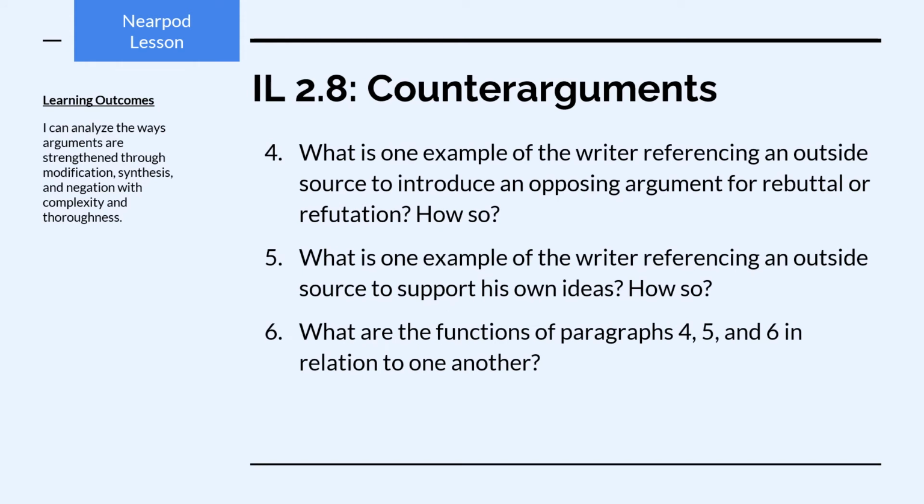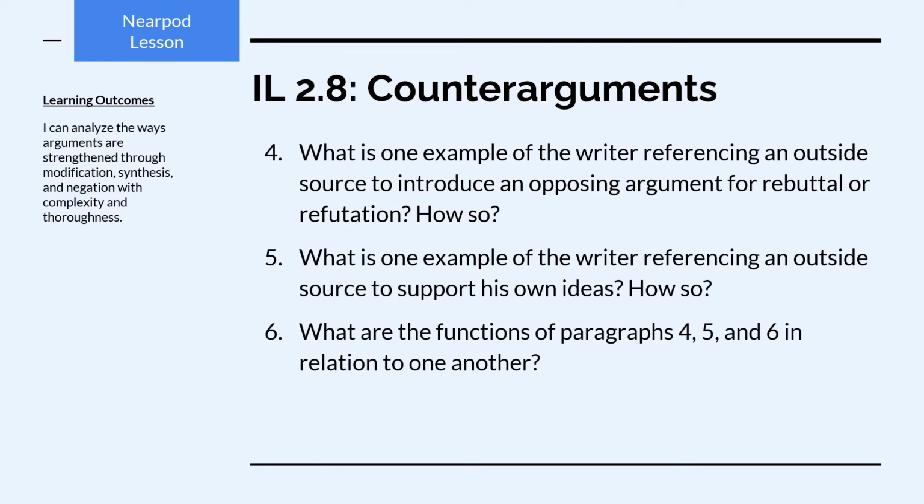Moving on to question 4, what is one example of the writer referencing an outside source to introduce an opposing argument for rebuttal or refutation? Well, he does this in the very next paragraph, paragraph 4, where he sources something that Bob Dole said about promoting English as a national language is not an act of hostility, but a welcoming act of inclusion. Well, then the author of the passage in paragraph 5 immediately refutes that with another sourced position saying that, no, it is actually an act of hostility. It is not inclusive to force people to communicate in a particular language for official business in this country.